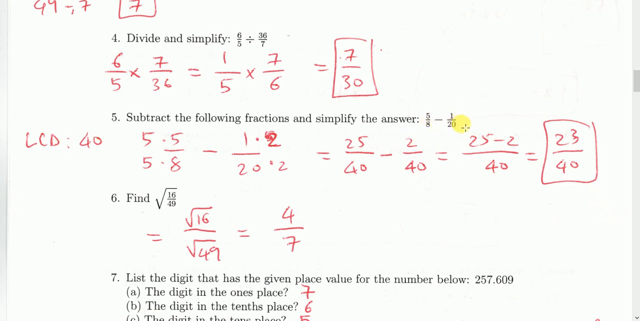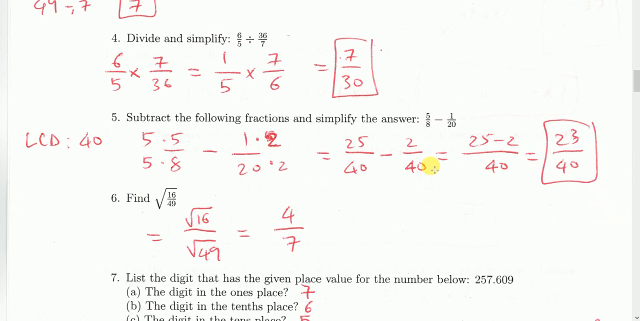Now 40 can be divided by both 20 and 8. We take 40 as the least common denominator, or LCD. Okay, so in order to make the bottom part become 40 for the first fraction, we need to multiply 8 by 5 to get to 40, and we multiply the same thing to the top. The second fraction, we need to multiply 20 by 2 to get to 40, and then do the same thing for the top.